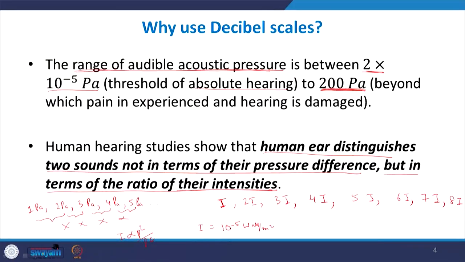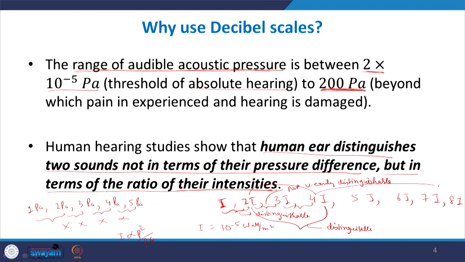For the human ear, when the intensity doubles, the sound will be easily distinguishable. They can distinguish between these sounds, but the smaller steps will not be very easily distinguishable. Similarly, 2I to 4I may be distinguishable and so on. It has been found that the human ear actually compares the sounds. 1 to 2, 2 to 3 may not be easily distinguishable, but 2I by I is increasing twice, then this again is increasing twice, and this again is increasing twice. So for a human ear, I, 2I, 4I and 8I appear to have the same difference in loudness.